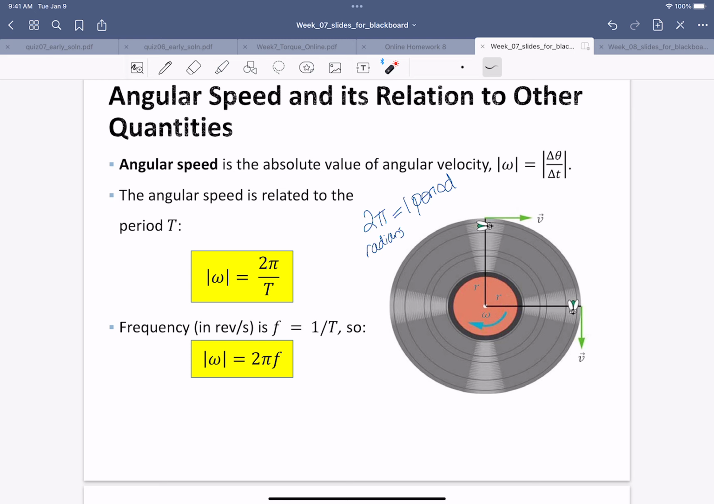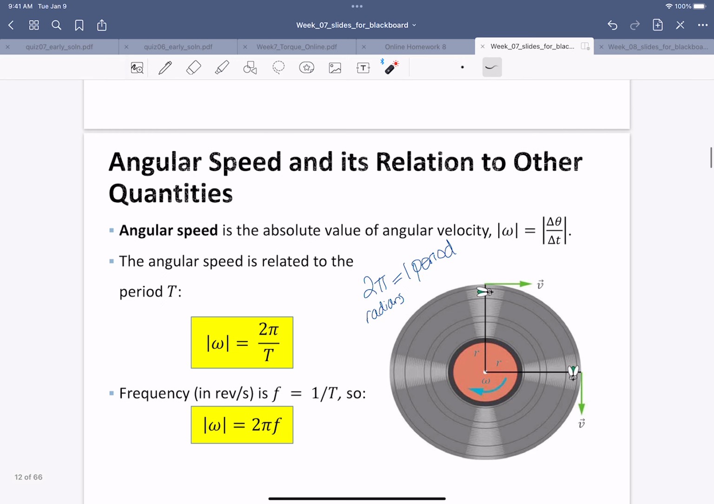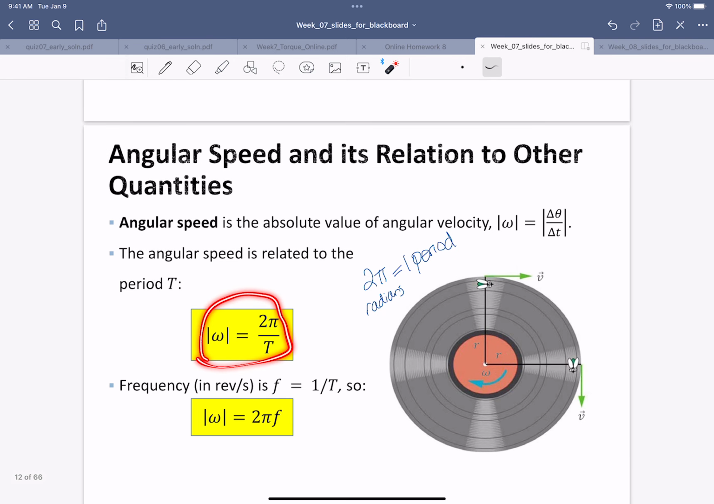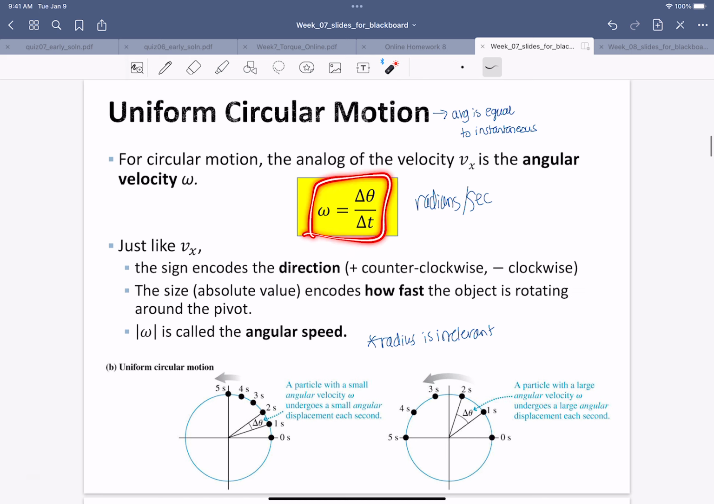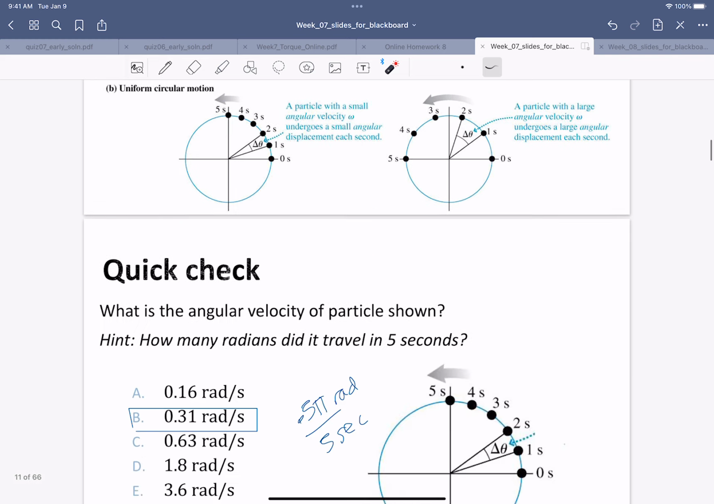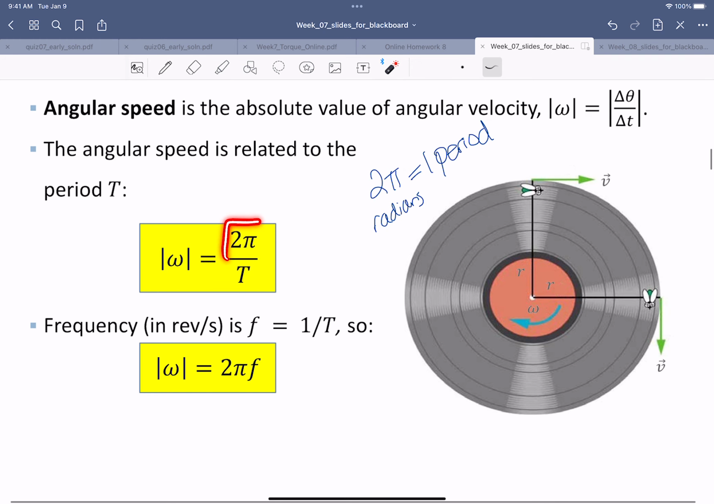With angular speed, it's 2 pi over T, right? T is your period, once again, and that's how long it takes for you to cover one revolution. So if you look at the equation here for angular velocity, we have delta theta, that's the change in your angular position. It's going to be the angle that you cover, and it should be in radians. So I can say, for example, I cover 2 pi radians in some time interval, and that's how I can get my angular speed.